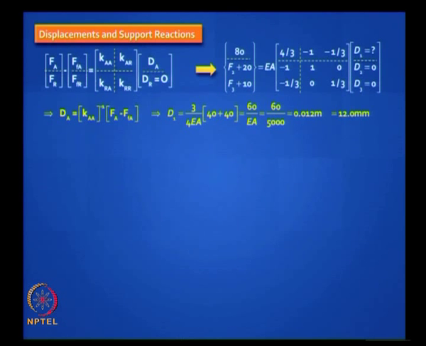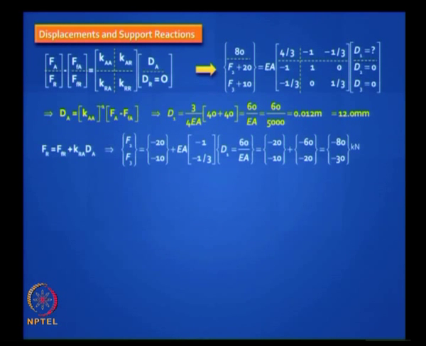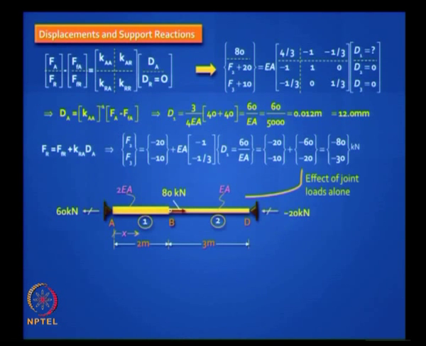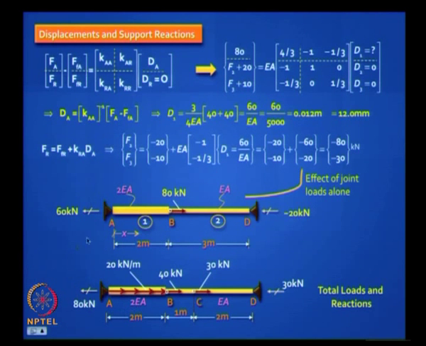D1 is 12 mm. After you get the answer, what do you do? You plug it into the second equation, find the support reactions. And if you want to interpret the support reactions, you will find that due to the joint load effects alone, this 80 kilonewton is passed on as 60 and 20, and due to the complete response, that is you add up these two quantities, you get 80 and 30, and you can check equilibrium, check sigma Fx equals 0. Please go through this exercise, it is quite simple.